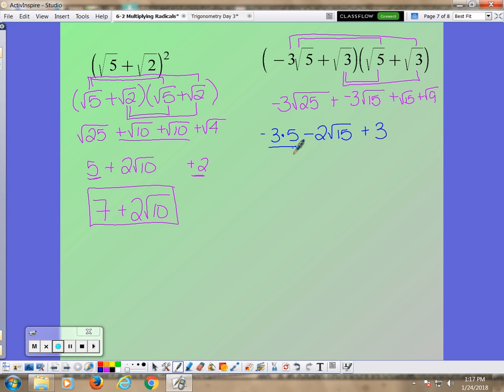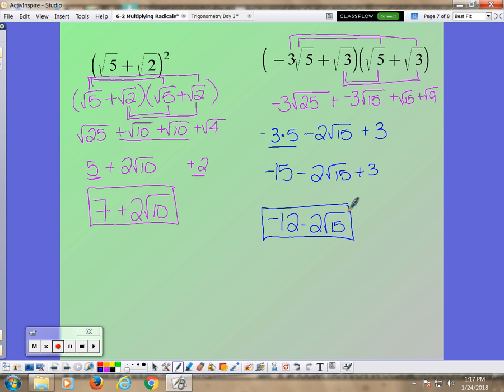Multiplying the negative 3 and the 5 together is a negative 15. Write all the rest of it down. Then I'm going to add the 3 to the negative 15. I'm going to take negative 12 minus 2 square root of 15.